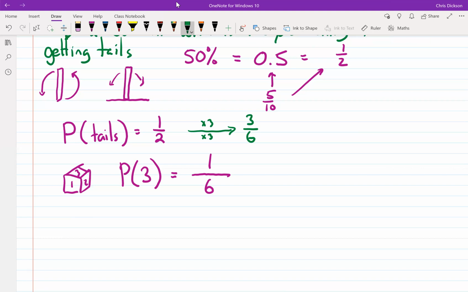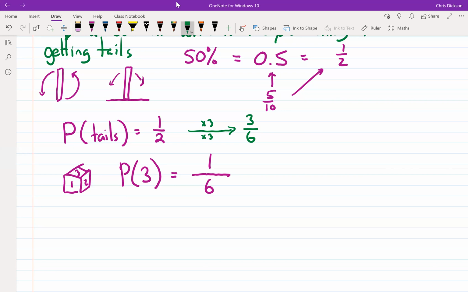So obviously getting a tails is more likely than getting a 3 on a 6-sided dice. Once again, most of you could see that, but if you get fractions that are confusing, you might want to convert to the same denominator, and that helps you truly compare the two numbers together.